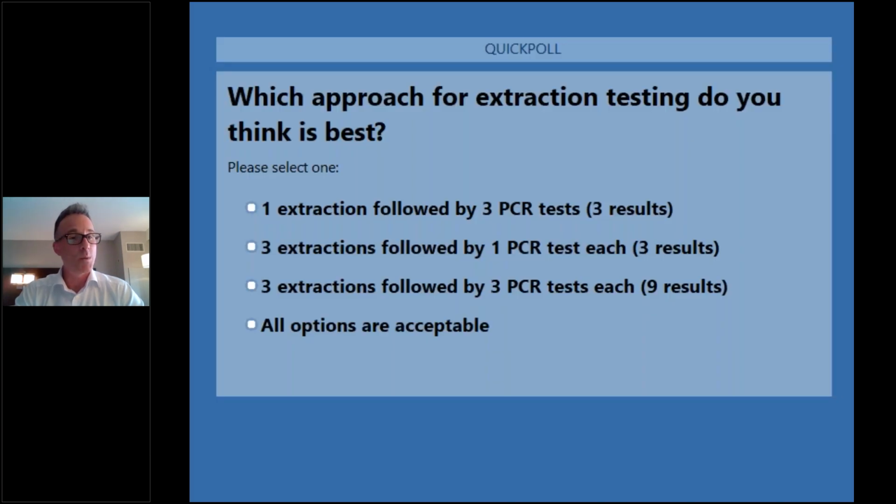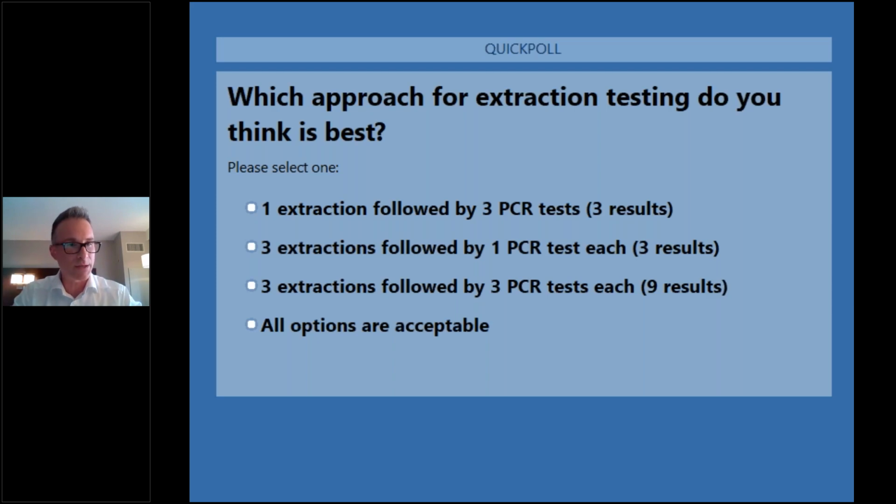That will give you 3 results. We then have another option as well. You've got 3 extractions followed by 3 PCR tests. Each will give you 9 results per sample. Or option D would be all options are equally acceptable, and there's no real requirement. They're pretty much all replicates, so they're all suitable.